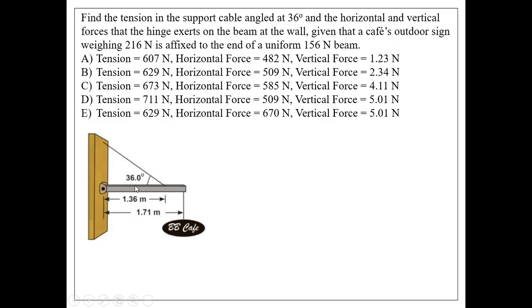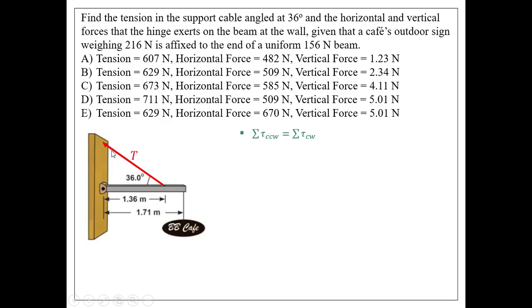You have some sort of beam. There's a string. There's a sign, and it wants you to find what the string is, the horizontal force and the vertical. So here, this is static equilibrium. So I'm just going to go ahead and set up once again: net torque in the counterclockwise equals clockwise. The string here is going to be pointing towards the wall to the left here.